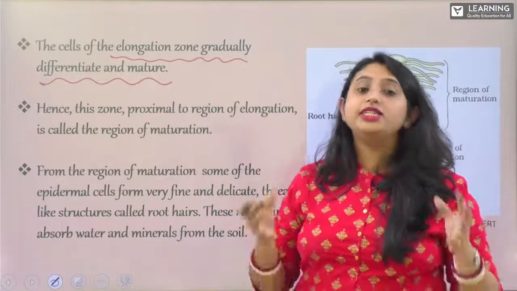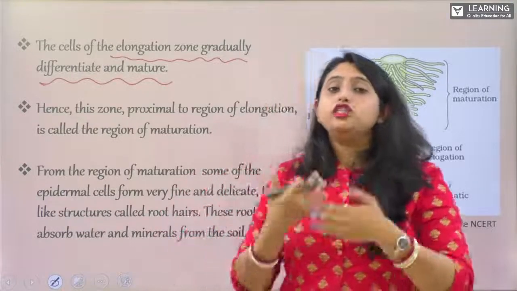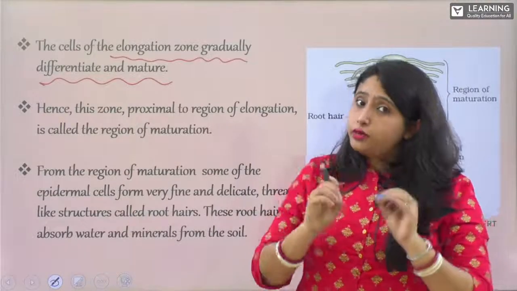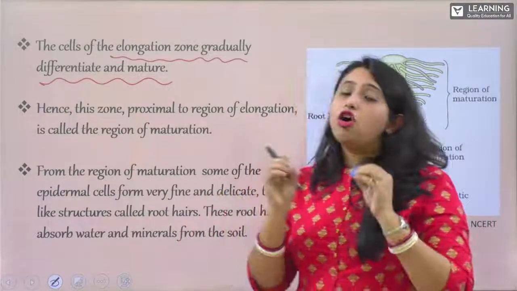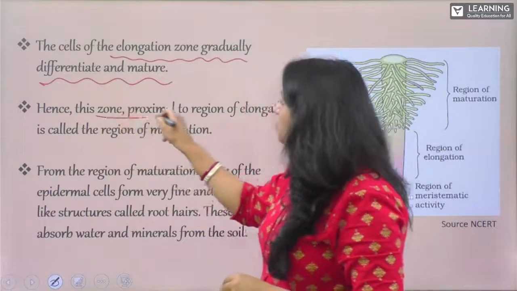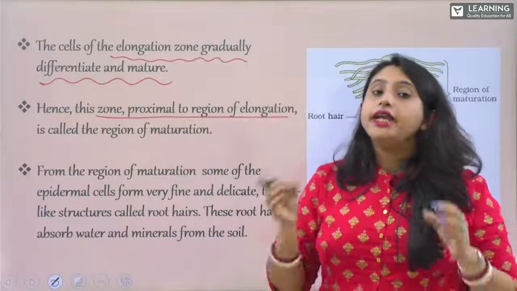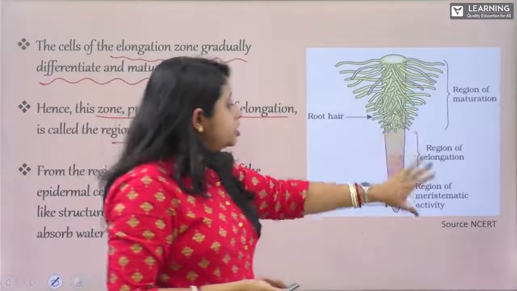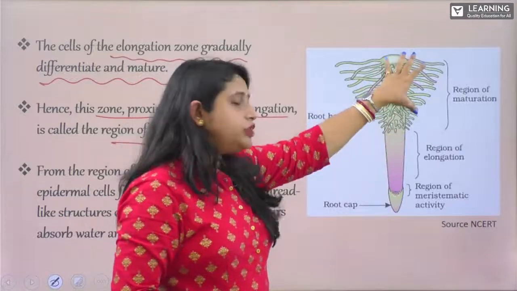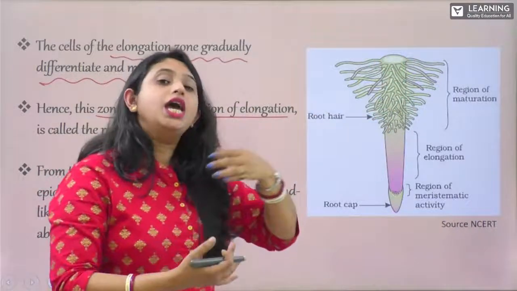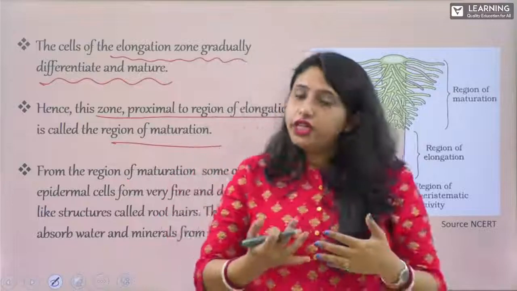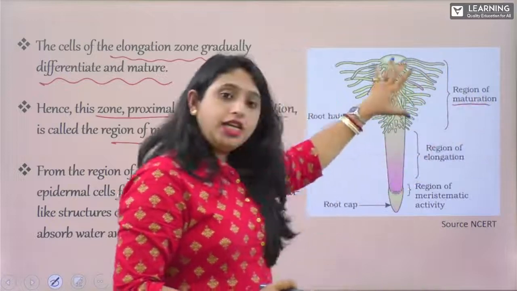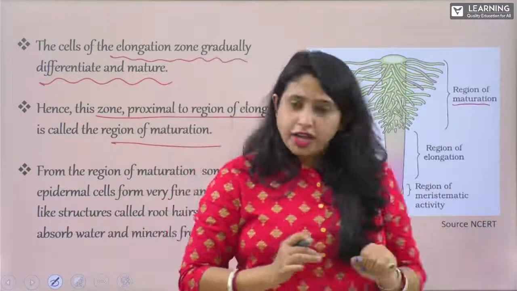As I have said, this region of elongated cells, they will slowly divide and they will slowly mature. After a certain period of time, they will reach the region of maturity. So the zone proximal to the region of elongation is called the region of maturation. When the cells have divided properly and reached maturity, we call this region the region of maturation. So clear? This is called your region of maturation.